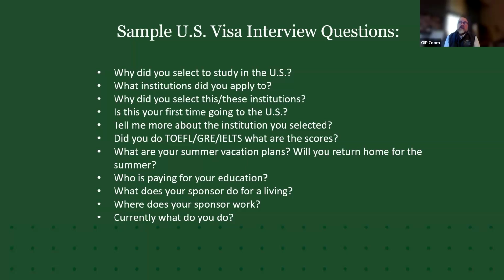So the first one, why did you select to study in the United States? What institutions did you apply to? Why did you select this institution? Why did you decide to study at Colorado State University? It's funny, over the years, I have students that have said, "So Greg, I might be asked this question, why did I choose to study at Colorado State University? How should I answer that?"